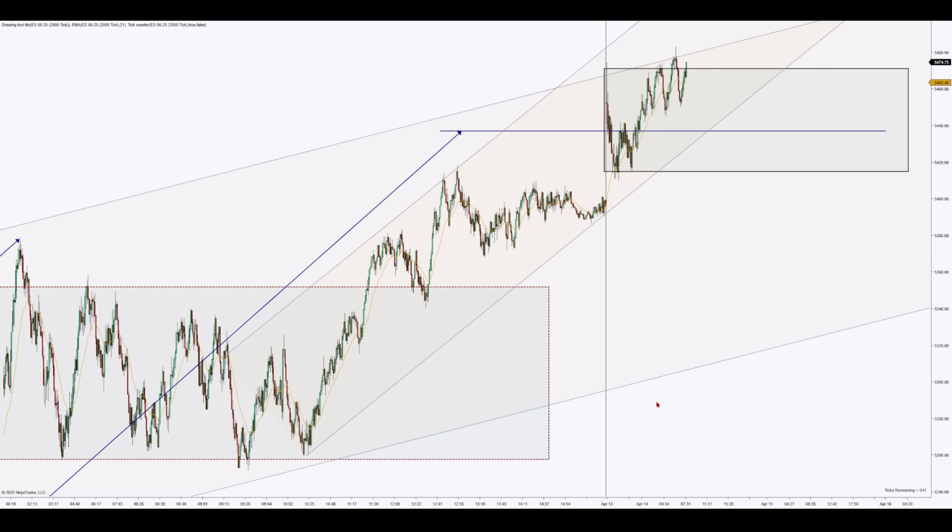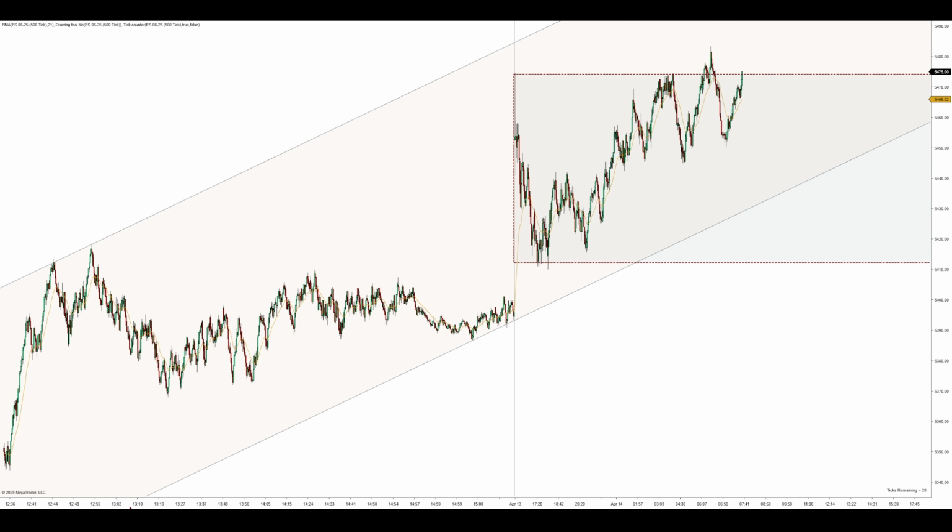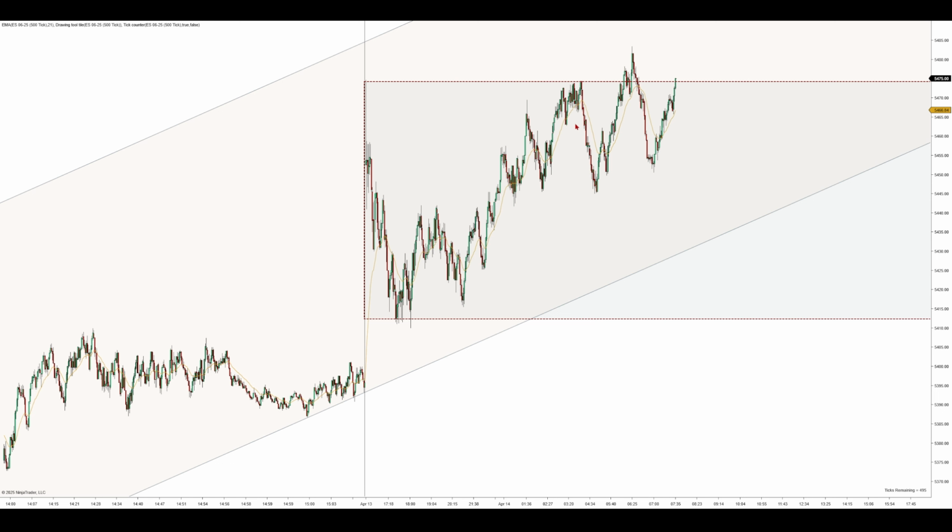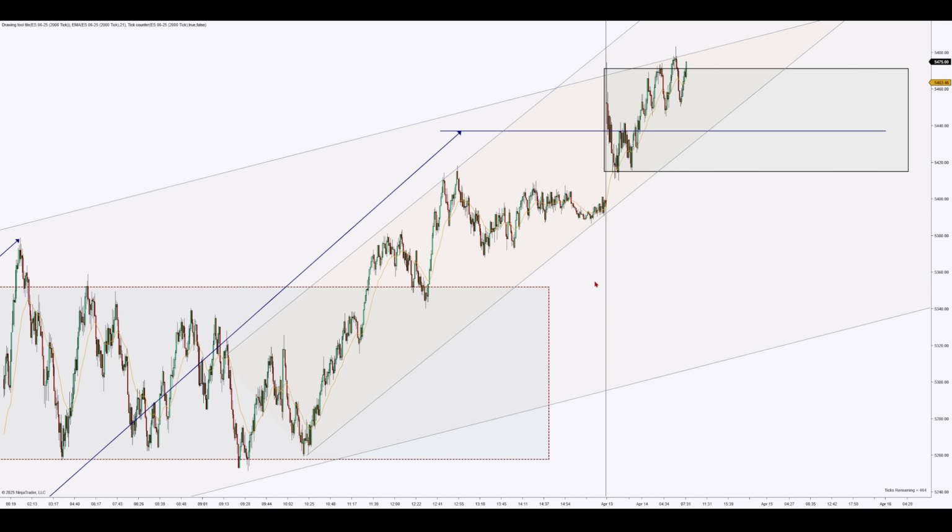But anyway, so we're looking at the 2000 tick chart here on the ES. We're also going to be looking at the 500 tick chart just because I'm going to be explaining price action levels a bit. And also, I am looking to find entries on this chart as well this morning. So anyway, here's the 2000 tick chart.